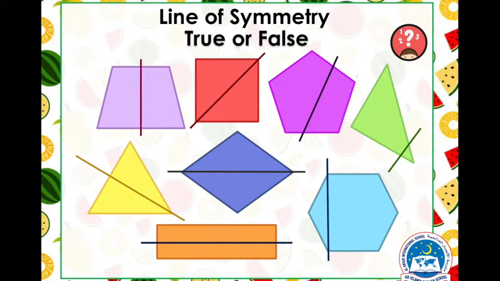Here they have given us many different shapes. We need to see whether the line of symmetry they've drawn on each shape is true or false. Remember, true means it's correct, false means it is wrong. So if we look at the first shape over here, do you think that this line of symmetry is correct? If you've guessed yes, amazing. Let's look at the next shape.